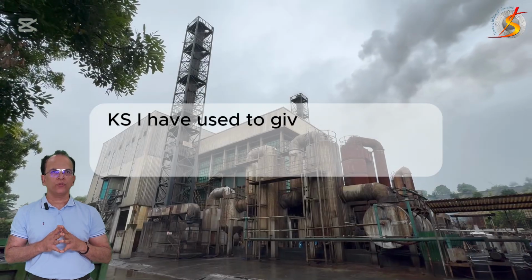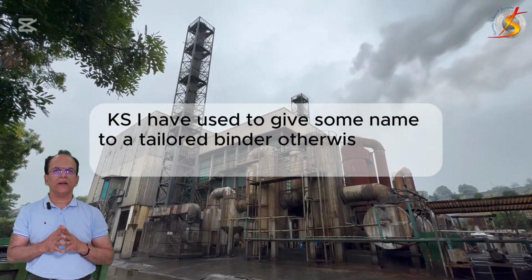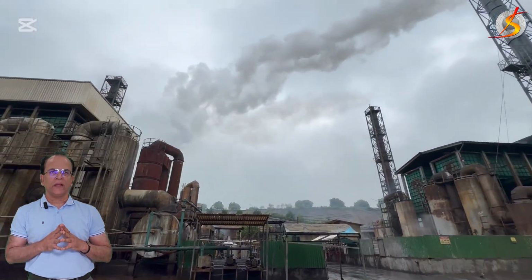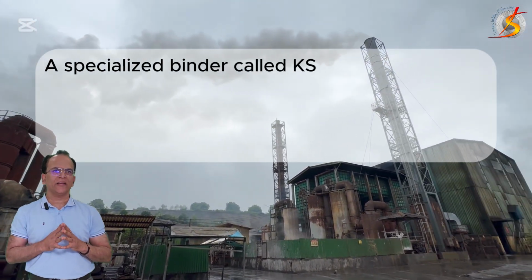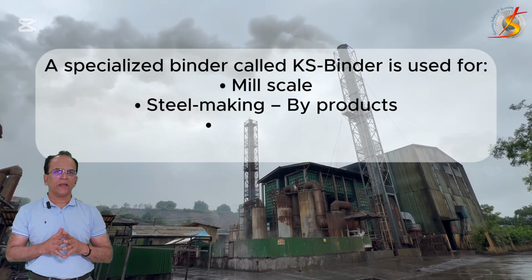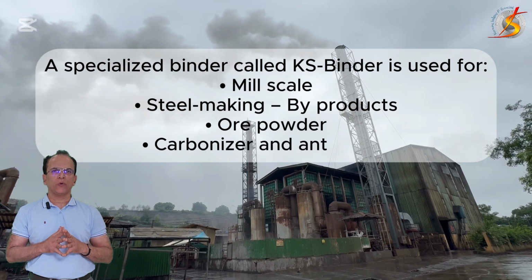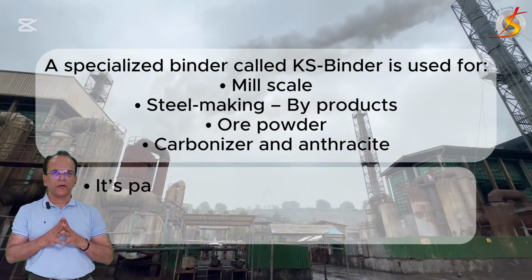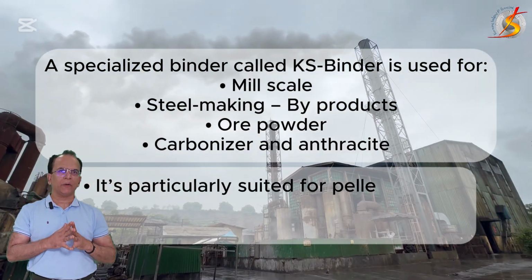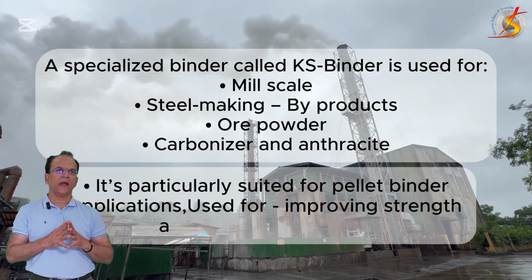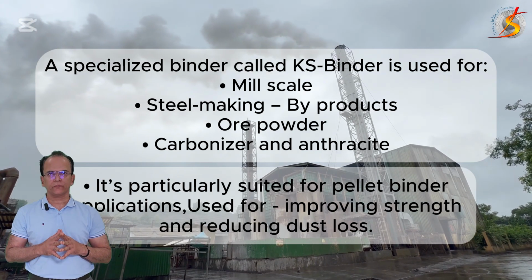And like, say, KS binder. KS I have used to give some name to a tailored binder. Otherwise KS has no technical relevance. A specialized binder called KS binder is used for mill scale, steel making byproducts, ore powder, carbonizer, and anthracite. It's particularly suited for pellet binder application, used for improving strength and reducing dust loss.